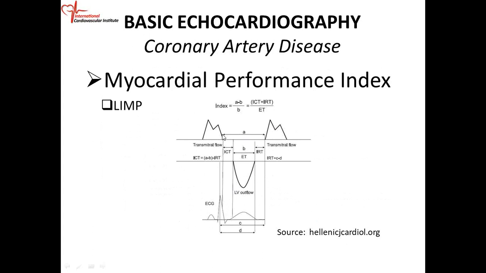So it's mitral valve closure. This is a mitral inflow, mitral valve closure. Then you have your IVCT. Then you have the ejection across the LVOT. And then IVRT, and then opening of the mitral valve. So the definition for LIMP is mitral valve closure to mitral valve opening. You're going to subtract from that the ejection time, and then you're going to divide by the ejection time. When you simplify that, it's IVCT plus IVRT divided by ejection time.